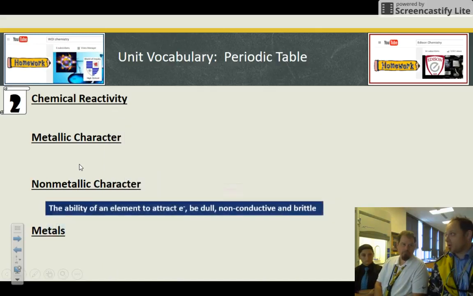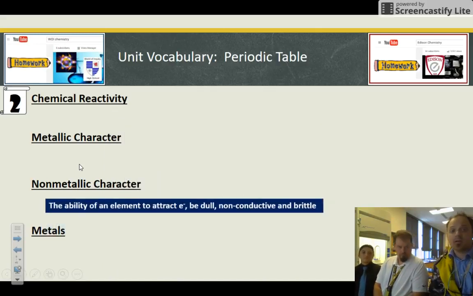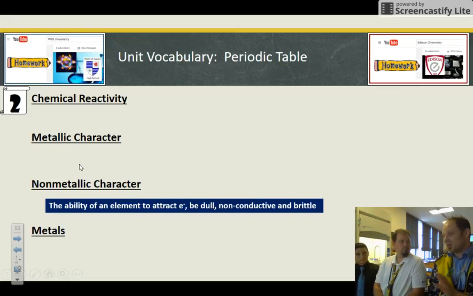Non-metallic. Well, if we know what metals are, the opposite is non-metal. So it's the ability of an atom to attract electrons. They're dull or brittle in this case. They don't conduct electricity or heat very well at all. It's a completely different class of elements. If you had all the elements on the table, you'd look at some and be like, wow, these are similar but different, and those are similar but totally different than those. Metals and non-metals, that's kind of how it breaks down.